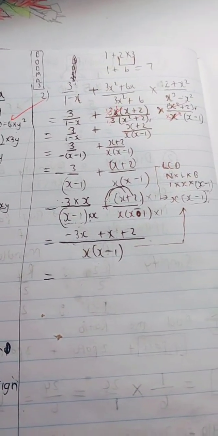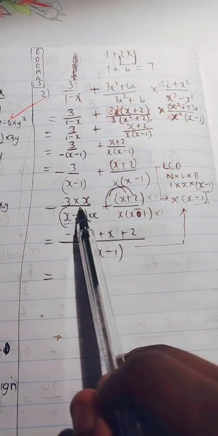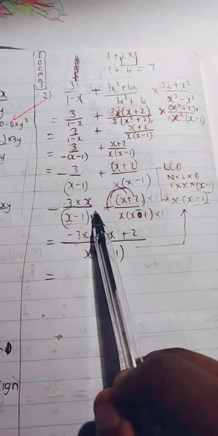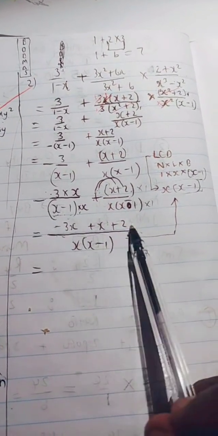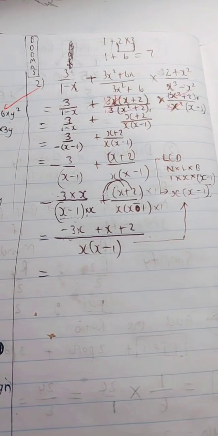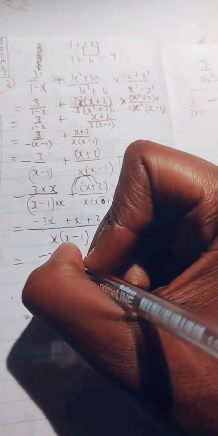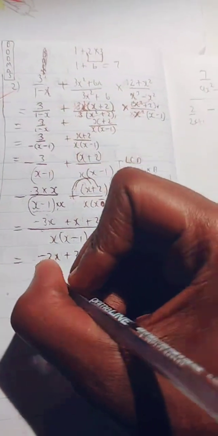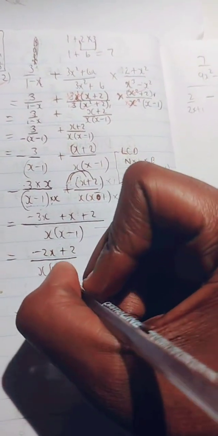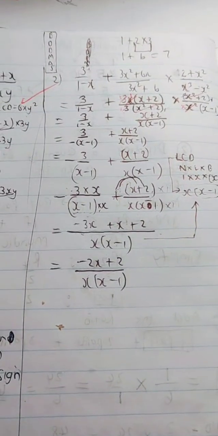What does the law of fractions say? When we are adding fractions, when the denominators are the same, we keep the denominator, we add the numerators. Okay, so negative 3x plus 2x plus x gives us negative 2x plus 2 over x into x minus 1.